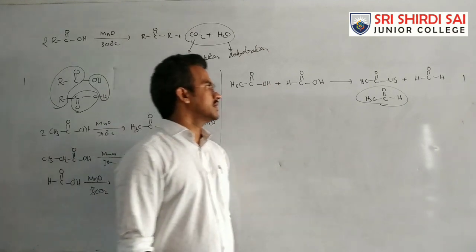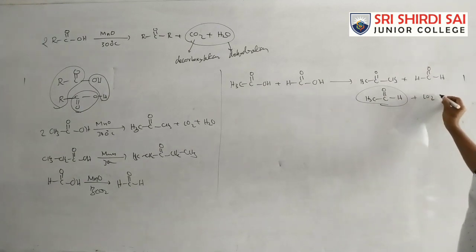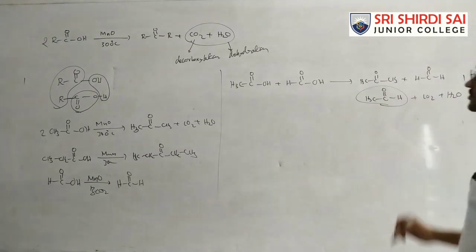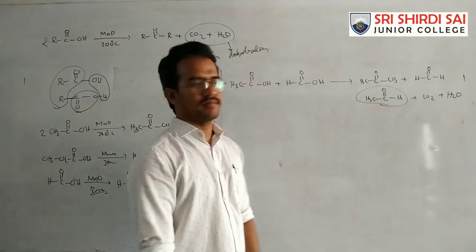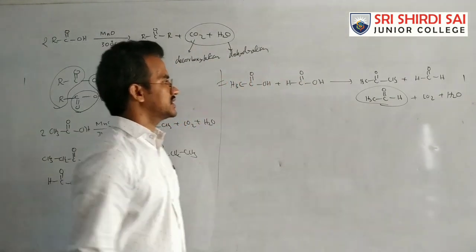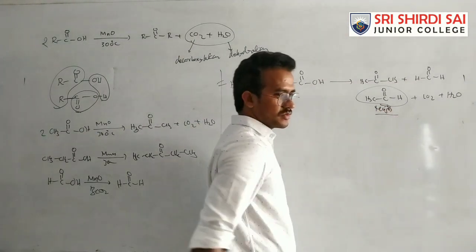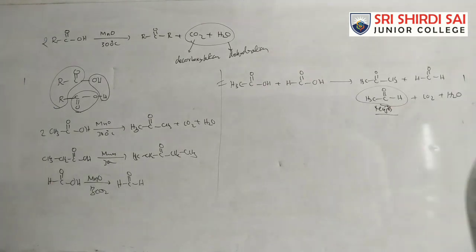So actually here the side products are CO2 and H2O. Okay, this is one reaction. In this case, the crossed product is the major product. It is a reaction of the carboxylic acids with manganese oxide.